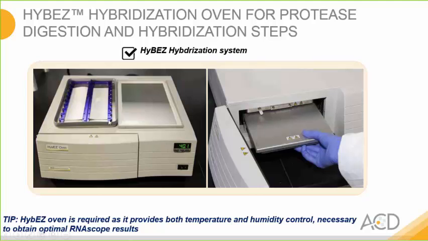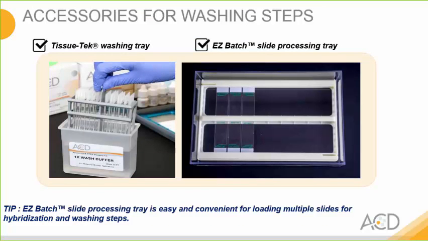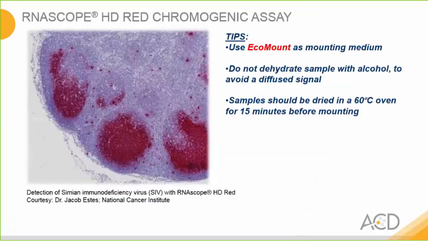So you can see here the components include this humidifying tray with humidifying paper, and this is the cover for the tray, and this is the slide rack for holding the slides. And there are 2 options for washing slides, and you can use the tissue tag washing tray, which is very commonly used in the lab, or you can use what we have designed. It's called the EasyBatch Slide Processing System, which can help streamline your assay.